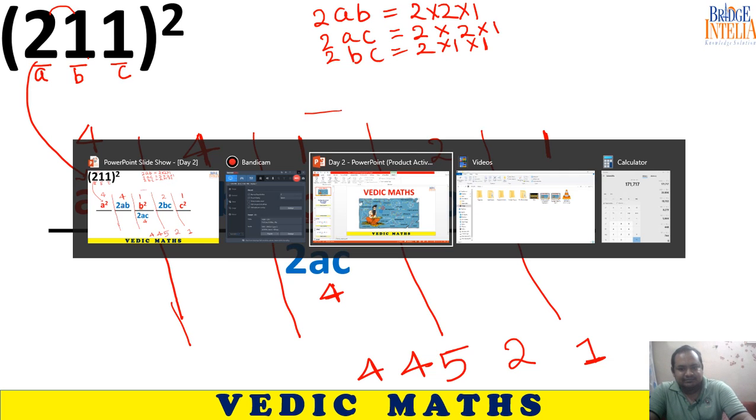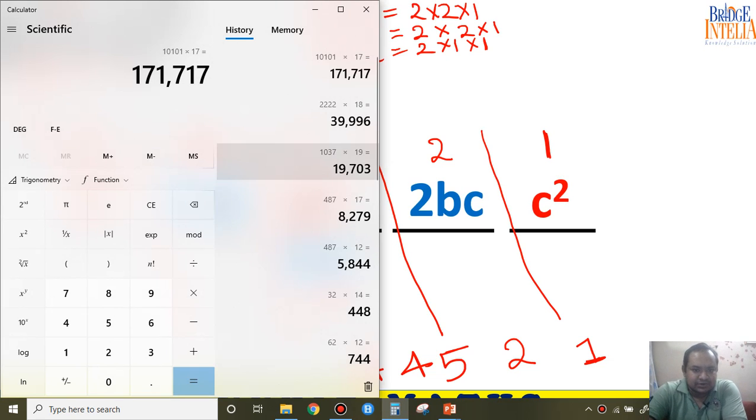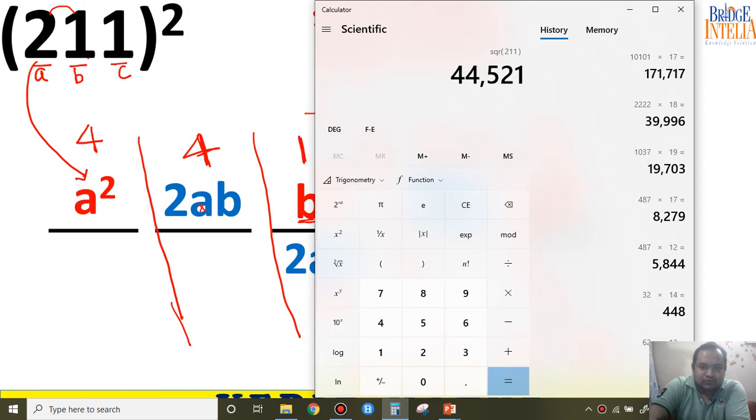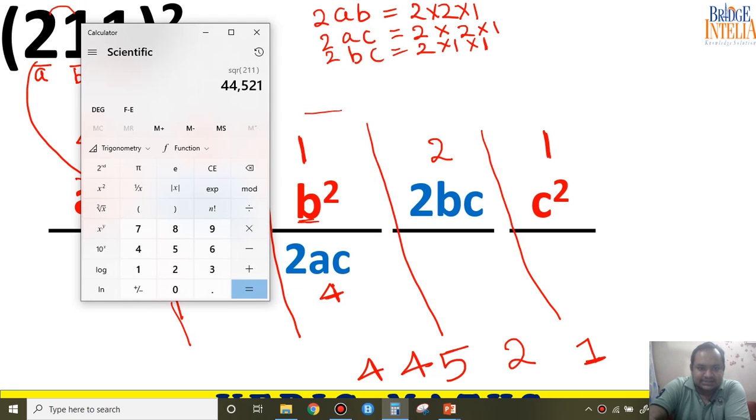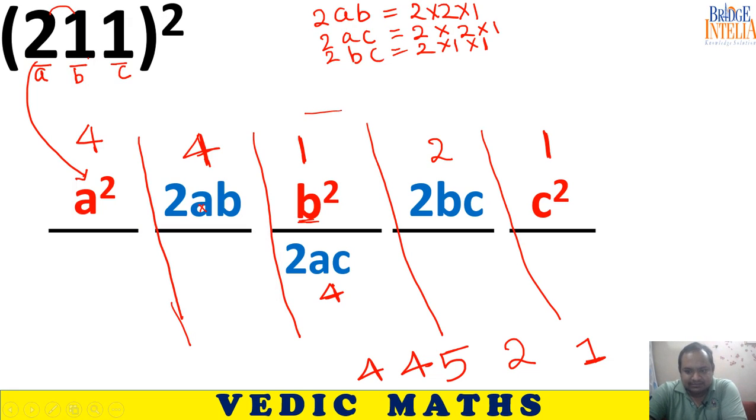Let us verify whether our answer is correct or not. 211 whole square is 4, 4, 5, 2, 1. You can see 4, 4, 5, 2, 1 is what the calculator says, and our answer is that as well. Let's take one more example so that you get a better grip. But please realize something: the terms that you have to fill are very rhythmic. A square, then you leave a blank space.